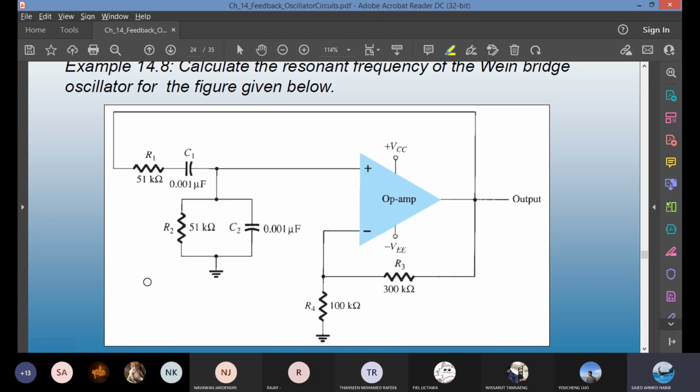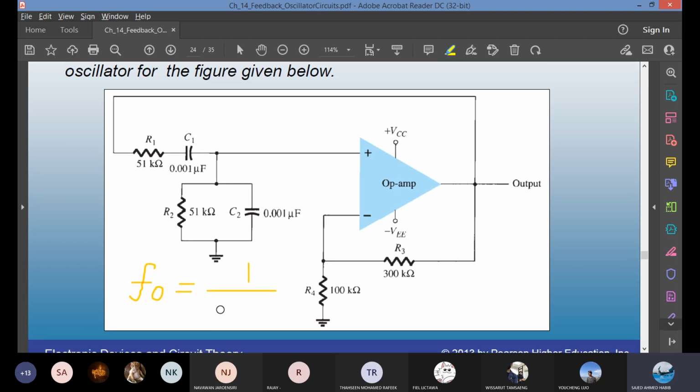We can calculate the output frequency, the resonant frequency of this circuit. Can you tell me what formula I can use in this case to calculate the oscillation frequency? It's 1 over 2 pi, and then you have a square root of R1, C1, R2, C2. But look at the values of R1 and R2, C1 and C2. What can we write then? That is a question for you, Warapat.